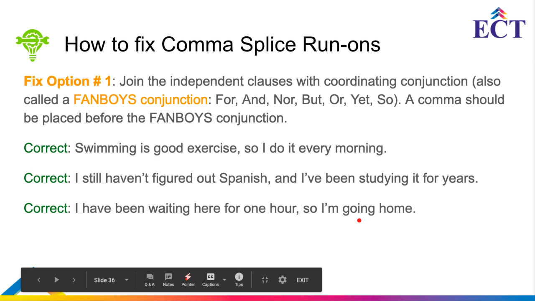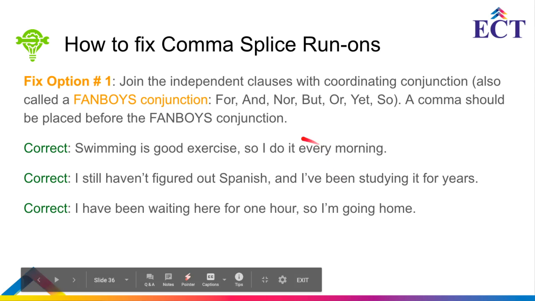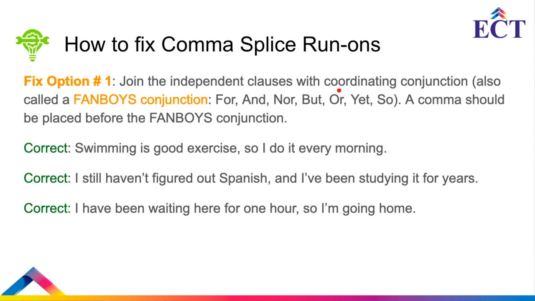Now, how to fix comma splice run-ons? There are three fixes where you can choose any one of these and all three will be correct. The first is to join the independent clauses with coordinating conjunctions. Remember, coordinating conjunctions, not subordinating conjunctions. There is a difference between them, and to know it, you have to watch the video of the previous session. Just to summarize, coordinating conjunctions are used when you are combining two equals. Two equals means you are combining one independent sentence with another independent sentence.